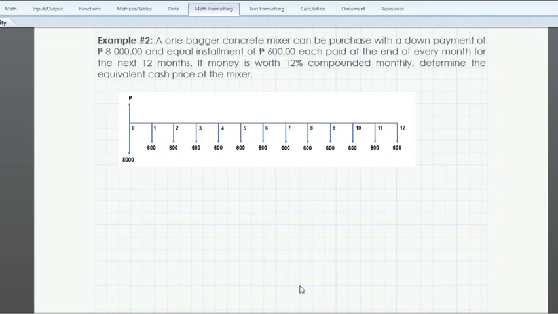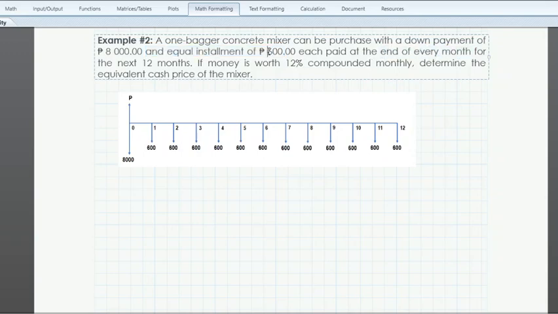So here, we are provided a cash flow kung ano ba yung nangyayari doon sa problem natin. So sabi, you want to buy daw a concrete mixer. Then, syempre, kung bibilhin mo siya, pwede mo siyang bayaran through installment. Pero of course, magbibigay ka muna ng 8,000 for the down payment. So si 8,000, since down payment siya, ilalagay natin siya sa year 0. Okay?